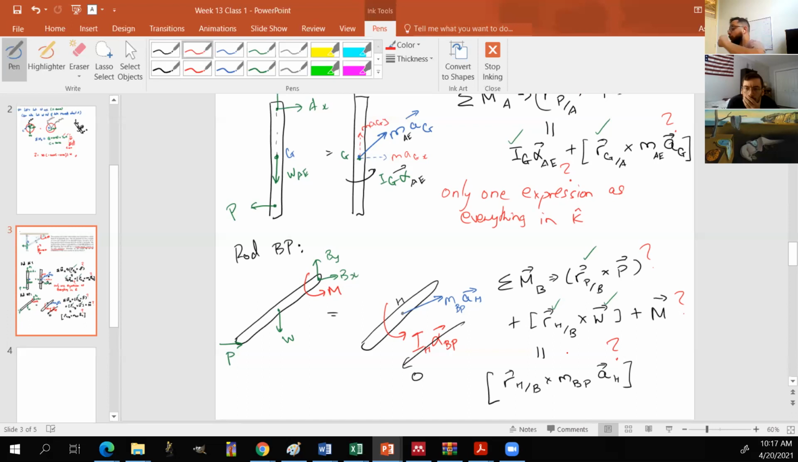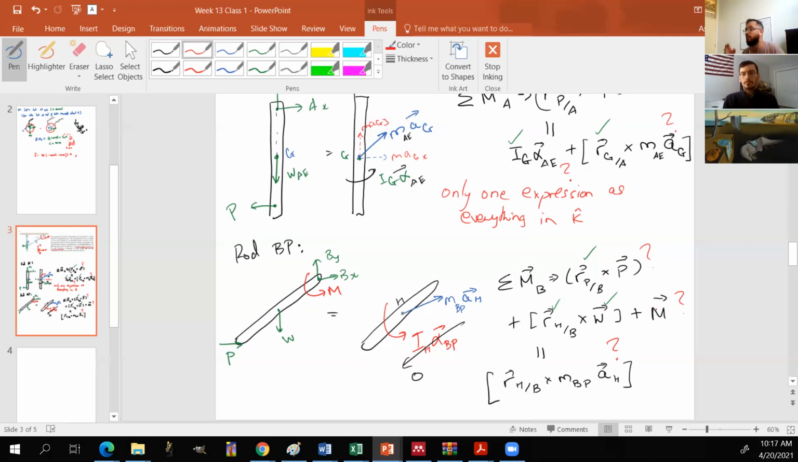So what you want to do in these kinds of problems, where you're looking at the moments of the forces and you have accelerations that are happening, is when you look at the kinetics, you can find out all of these terms. You should be able to find out what alpha AE is, what a_G is, and what a_H is, looking at the kinematics of the problem. Because once you do that, you're just left with two expressions for two unknowns, P and M.